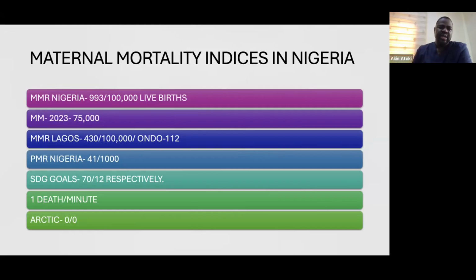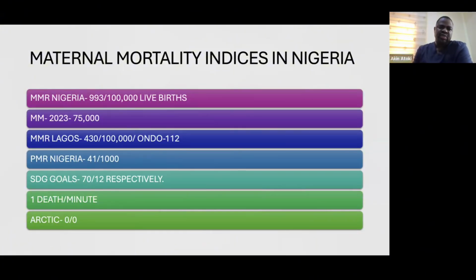What it means is that, for instance, if I'm going to be speaking for about 1 hour today, the statistics means that about 60 women will have died at the end of 1 hour all over the world as a result of pregnancy and its complications. So these are very serious values.